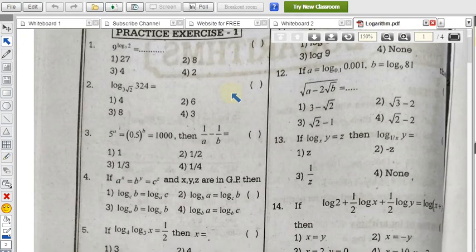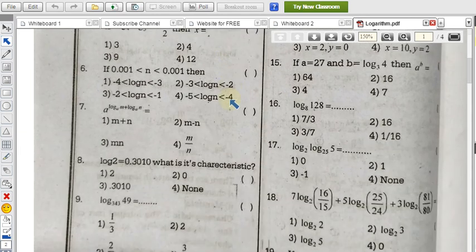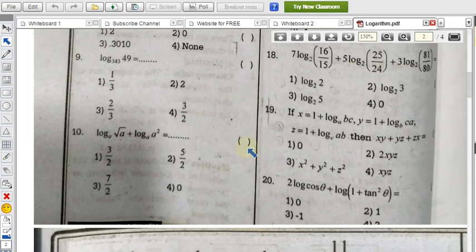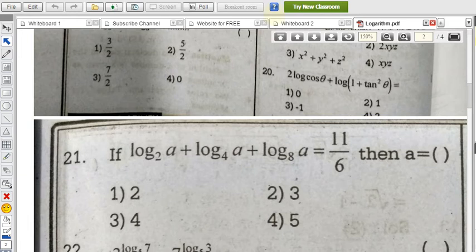I'll show a practice paper here, how the questions will come from an examination point of view. This paper and some other papers are also available, and I'll explain them.